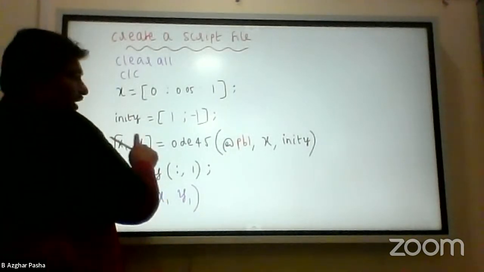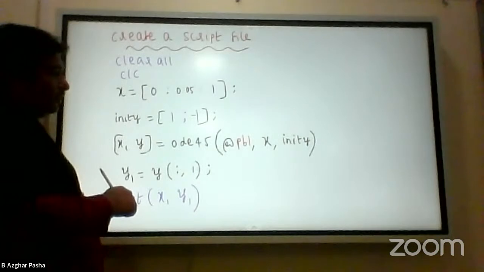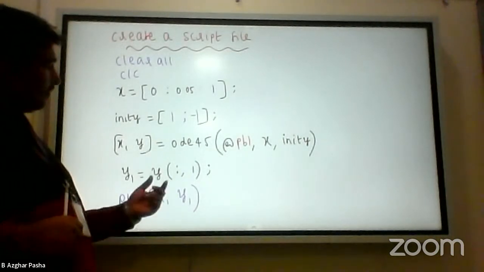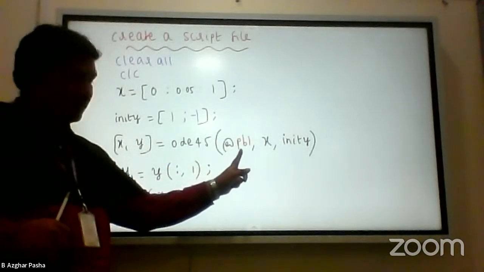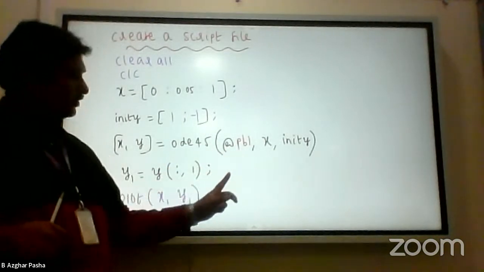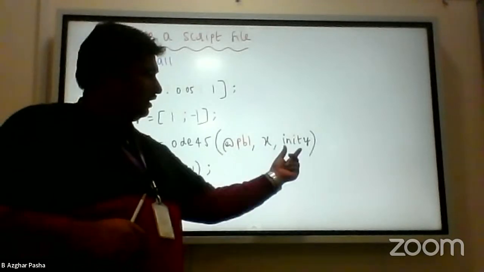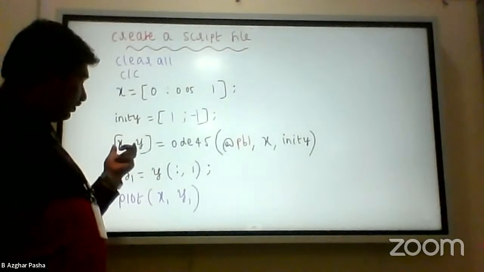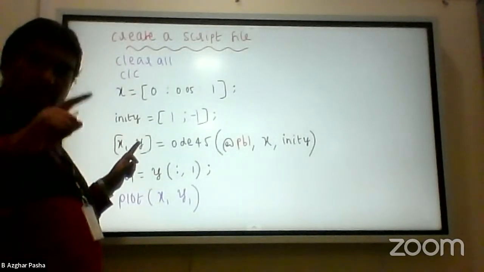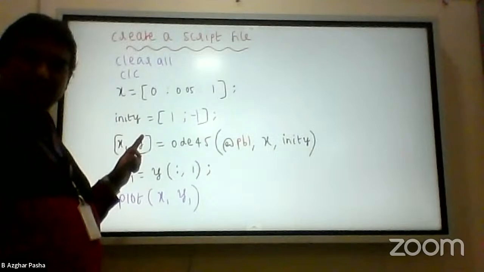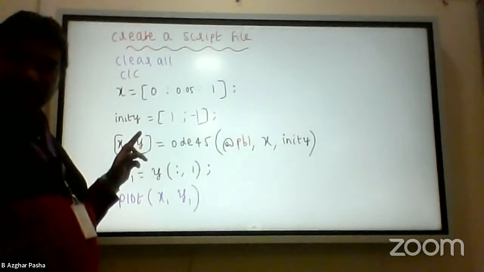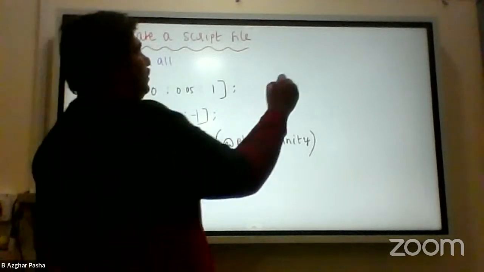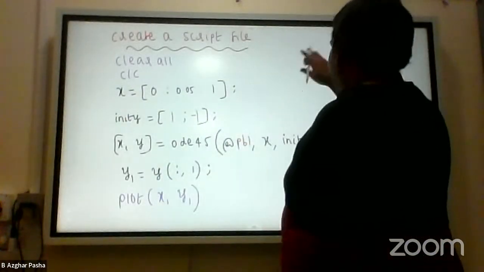Now, this is the command, dear participants, to solve initial value problem. The command is ODE45. You are calling that function. This is the independent variable. These are the initial conditions. The values will be stored here in the y. So y contains y1 and y2. y1 is y value, y2 is y dash values. It will be stored in y.